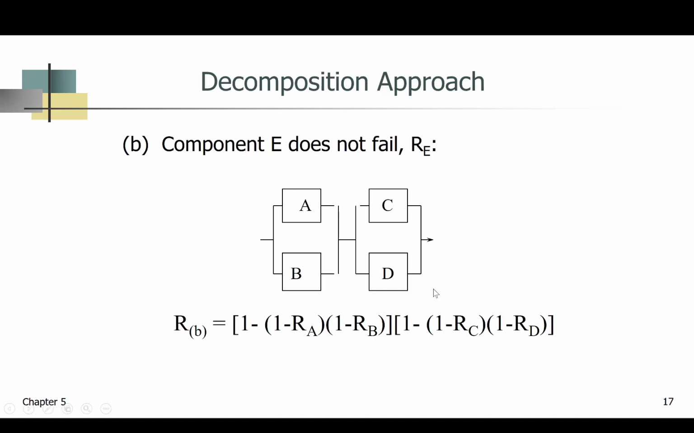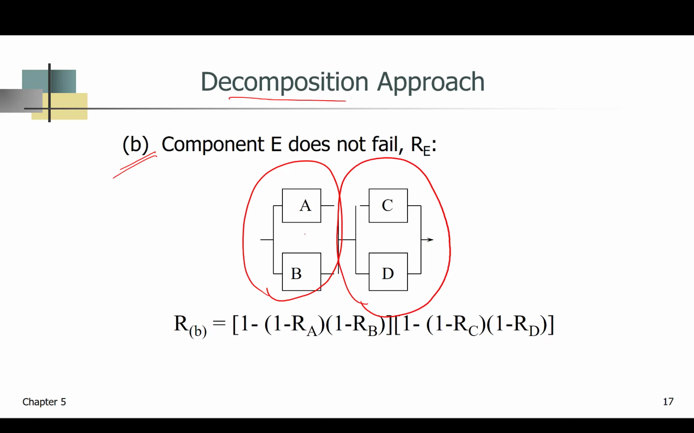So we will use a decomposition approach to this. We will consider two scenarios. One where E does not fail, meaning E works, and then another one where E does fail. So if E does not fail, then essentially we have two systems that are in parallel and in sequence. So let's call this part 1 and part 2. And here is the failure of A, here's the failure of B.